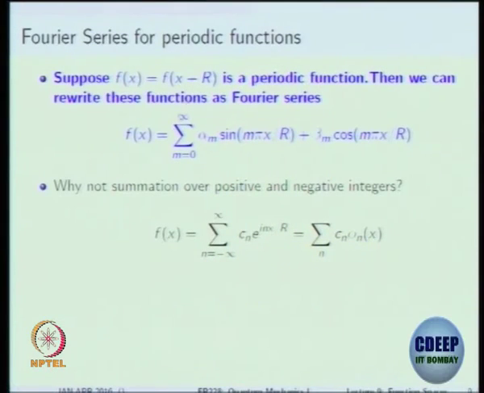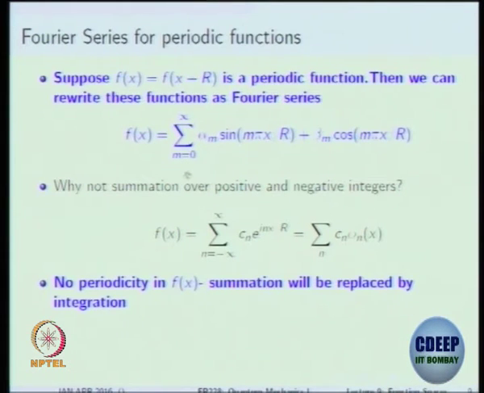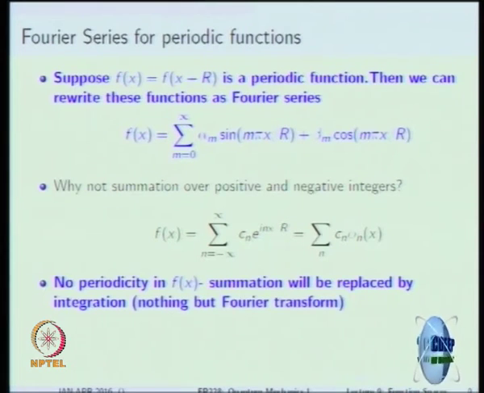Suppose I don't have this periodicity. The periodicity allowed us to write this expansion which satisfies it. But if I don't have this periodicity, I have to replace the summation by an integration. What is that integration called? Nothing but a Fourier transform.